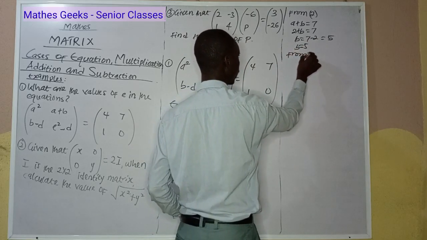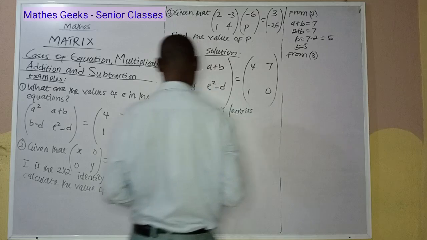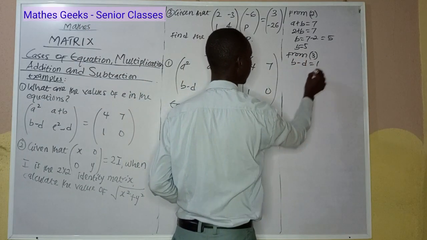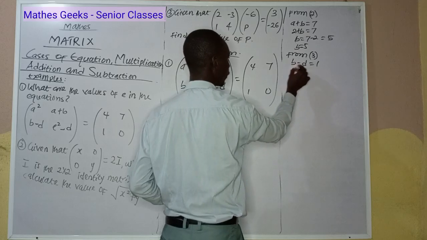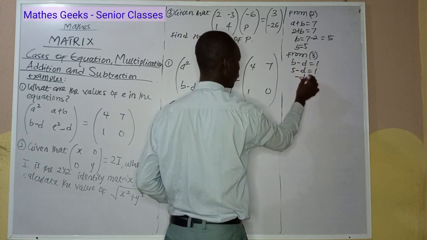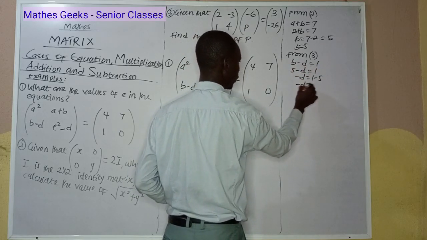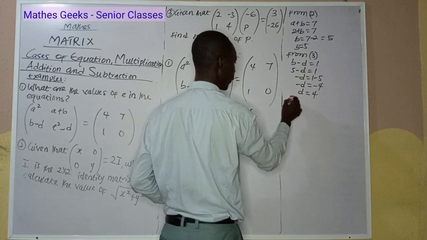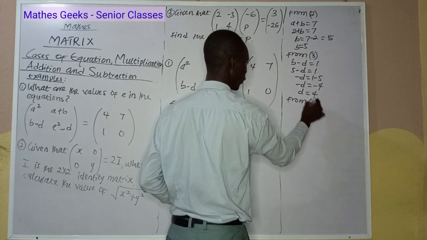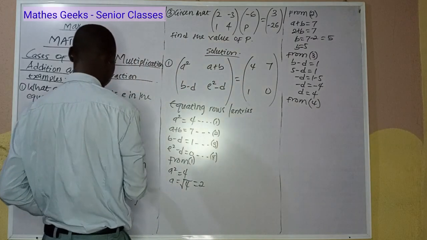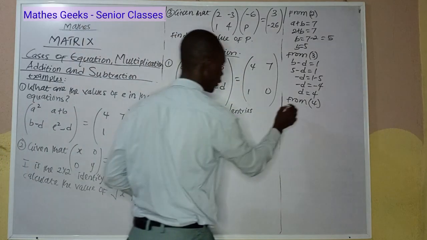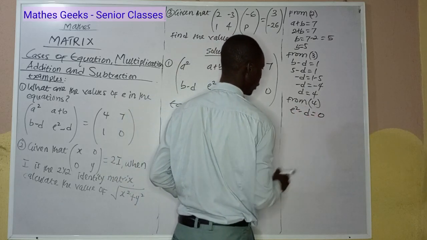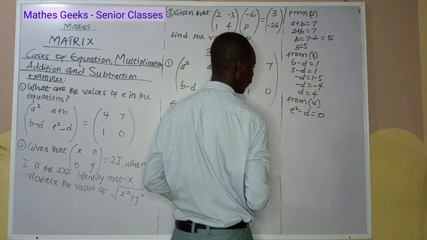From equation 3, b minus d is equal to 1. So b is 5. 5 minus d is equal to 1. Minus d is 1 minus 5. Minus d is equal to minus 4. So d is equal to 4. So from 4, e squared minus d is equal to 0, and d is equal to 4.